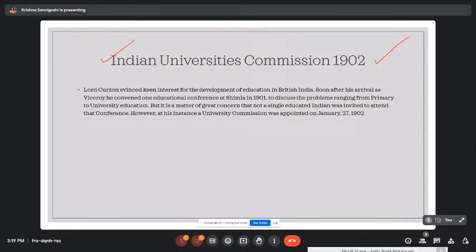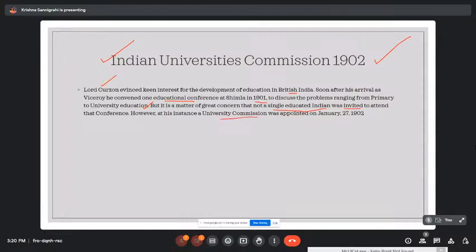Now, the next milestone which we have come across is the Indian Universities Commission in 1902. Lord Curzon evinced keen interest in the development of education in British India. Soon after his arrival as Viceroy, he convened an educational conference at Shimla in 1901. The main idea was to discuss problems ranging from primary to university education. But it is a matter of great concern that not a single educated Indian was invited to attend that conference. So we see the bias reflected here, wherein we are talking about the improvement of the education system in India, but none of the Indian representatives were invited to attend.